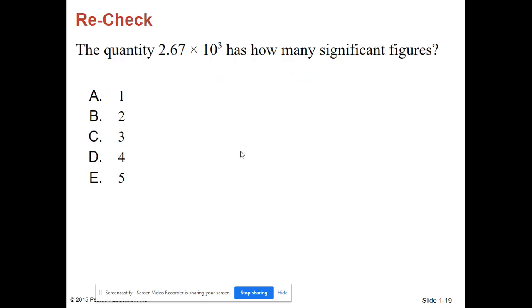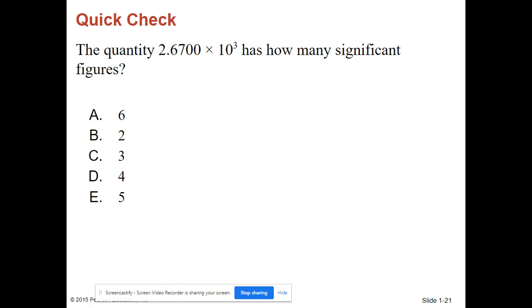All right, so going back to recheck, this is something from previously. What do you think? How many sig figs does this one have? We have 1, 2, 3. So I would say 3 sig figs, and that would be correct. What about this one? How many numbers are significant in this one? And I would say, yep, 5. Again, these are after a decimal at the end, like a trailing, so those would be significant.